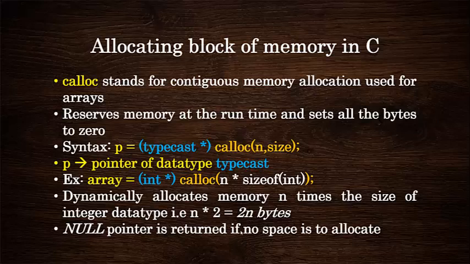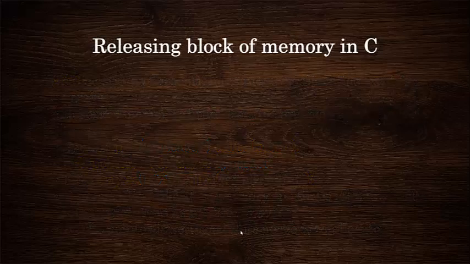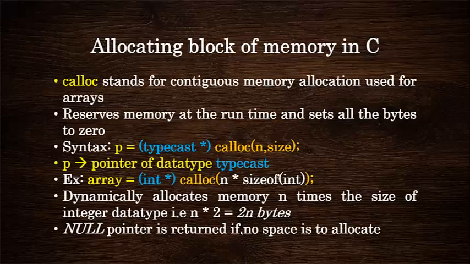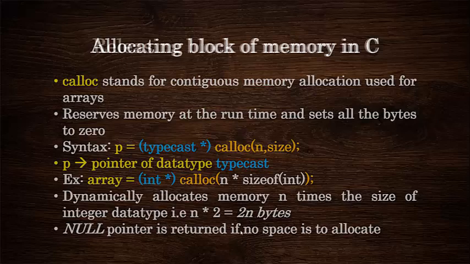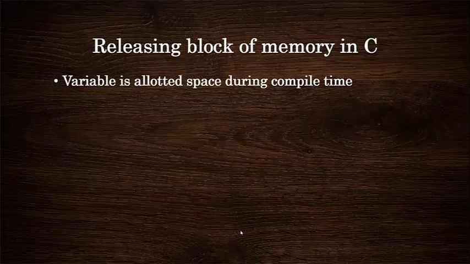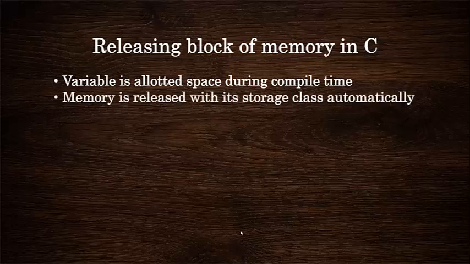So moving on, how can we release a block of memory in C? Using the functions malloc and calloc, we have seen how we can allocate memory space during the runtime. Now we are going to see how you can release that memory space. In the normal case, when we allocate memory statically, your variable is allotted memory space during compilation time, and the memory is released with its storage class automatically once the program has executed.